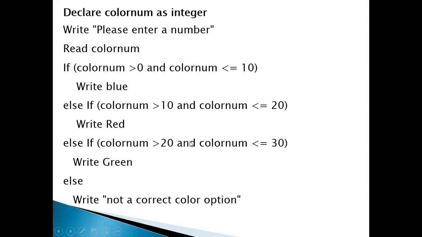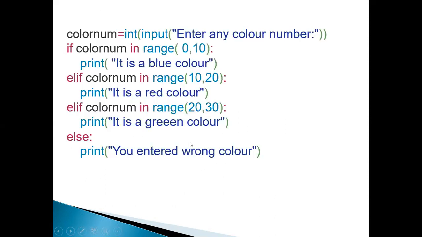Okay, sir. Now see in Python how to do that. So you will take input. The first line is input, or you can use elif command for multiple if instead of else. This is the input command. This is if condition. If color num in, you can use this one in range. 0 is the initial value, 10 is the last value. So in this range, you can write such kind of command.